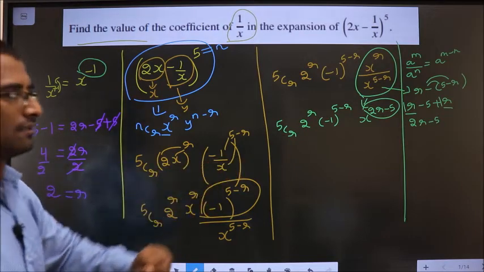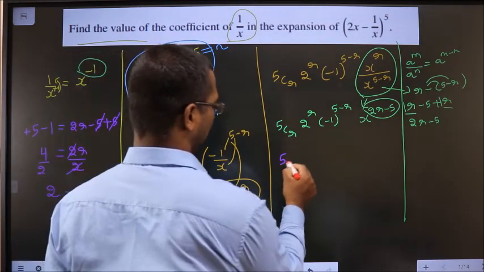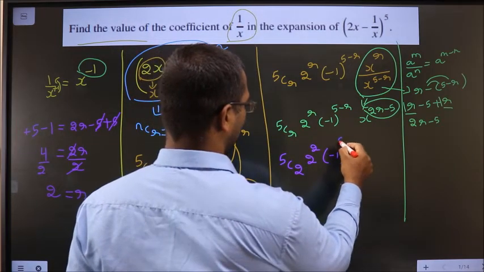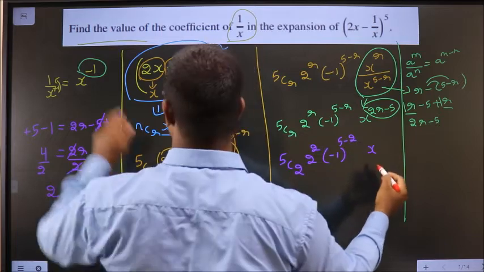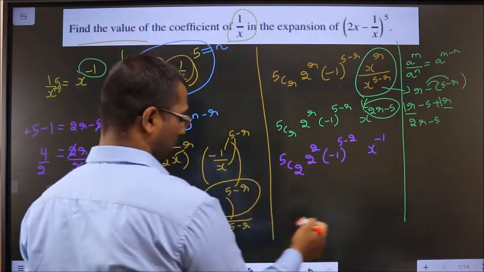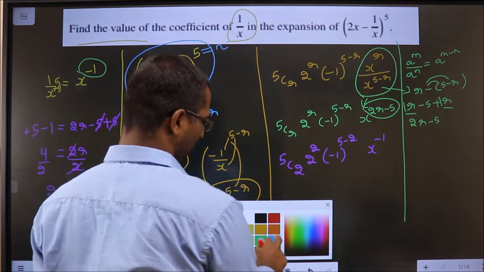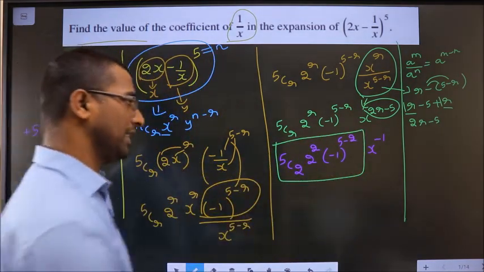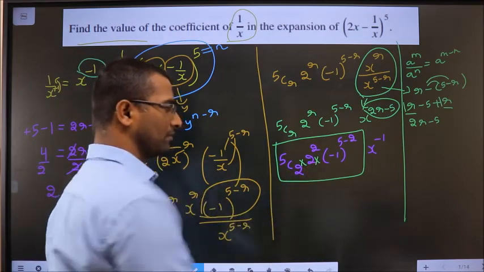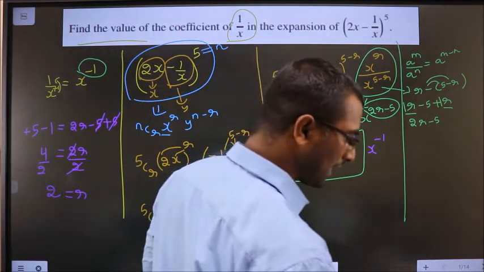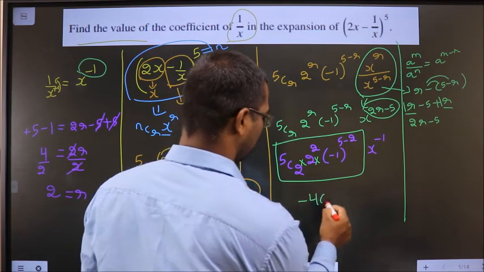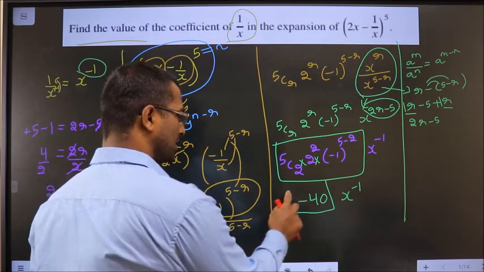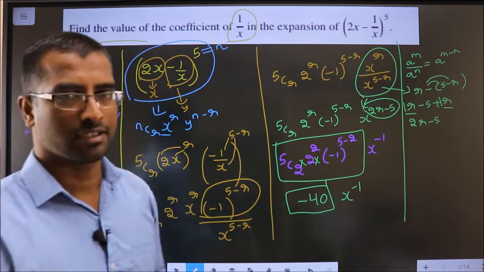Replace that here. So that will be 5C2 2 power 2 minus 1 power 5 minus 2 into x power minus 1. Now, put this in the calculator with into between them. You get the answer to be minus 40. So, coefficient of x power minus 1 is minus 40, is our answer.